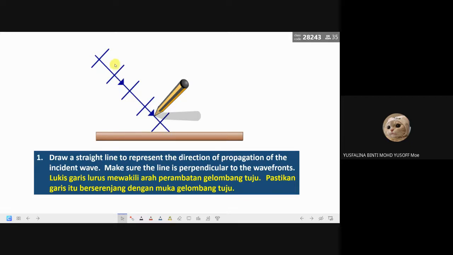Then after that, you draw the line on the top of the direction of propagation. We call this the incident wave. So this is the incident wave, the direction of propagation. On the top of the direction of propagation, you draw the line. This line represents the wavelength. And when you draw the line, the wavelength must be the same, right?